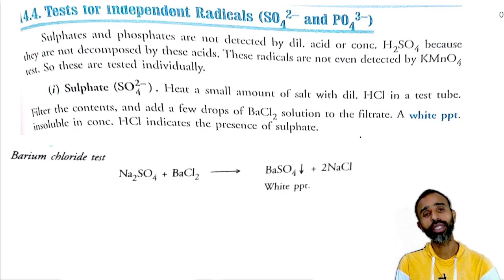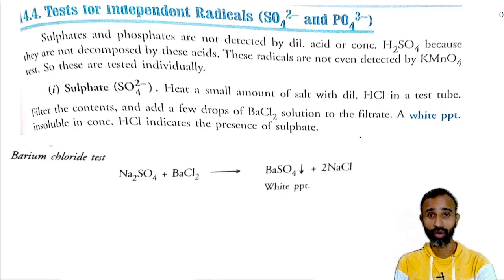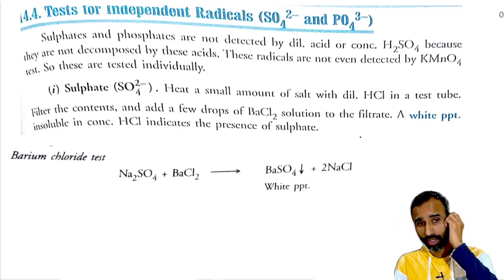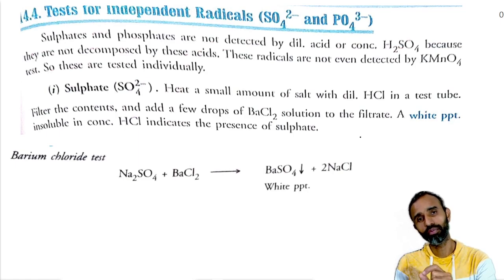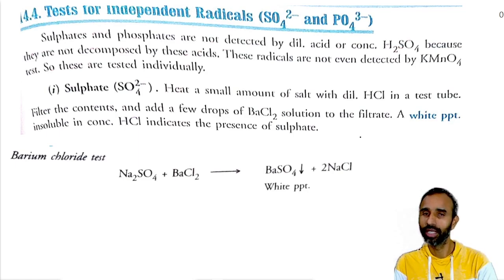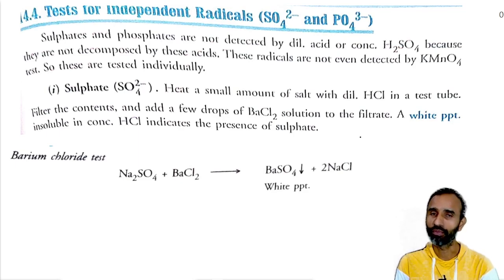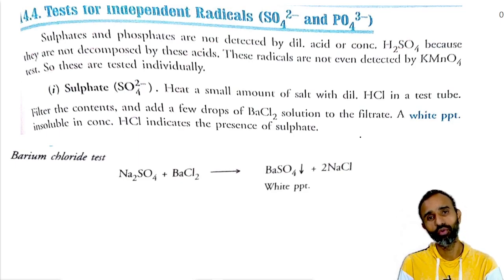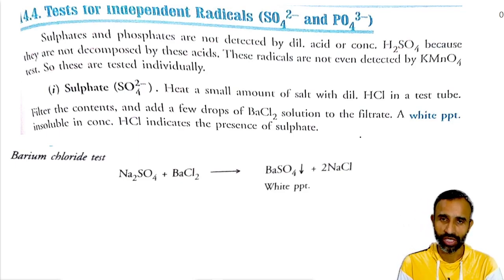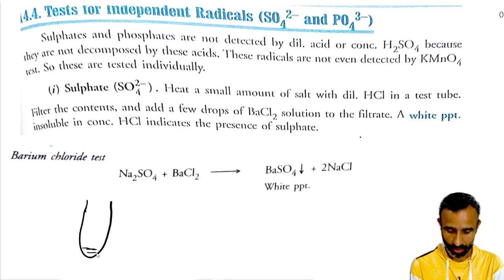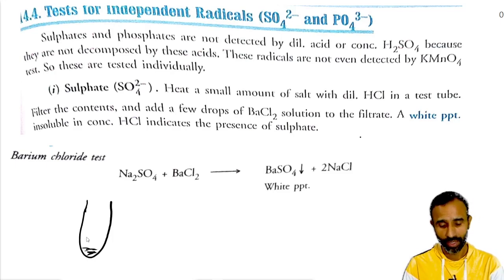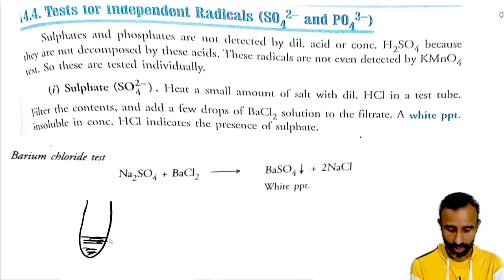So for these, that means, these are not even detected by KMnO4. So these two ions, that is sulfate and phosphate, we test them individually. So first is sulfate. In case of sulfate, what we do, we take a small amount of the salt with dilute HCl in a test tube. So we take a test tube, we take salt and add dilute HCl in it.